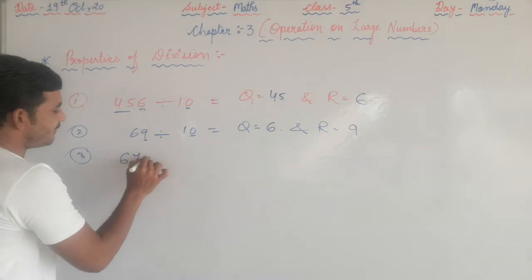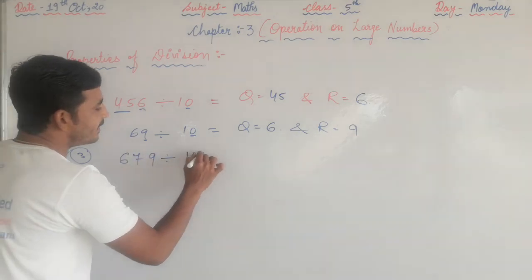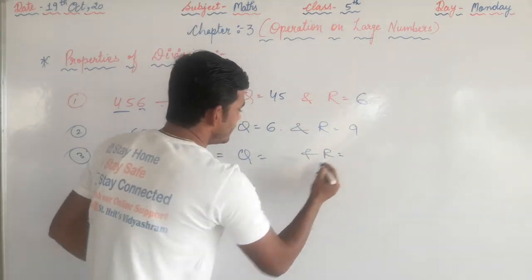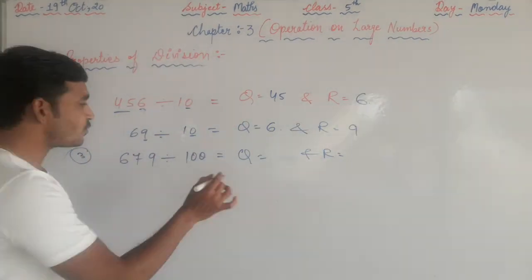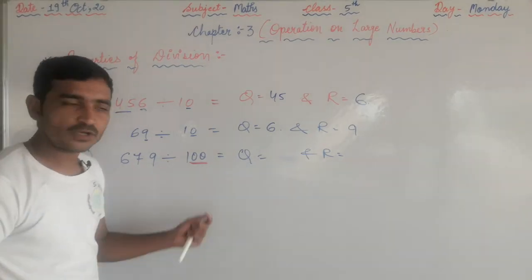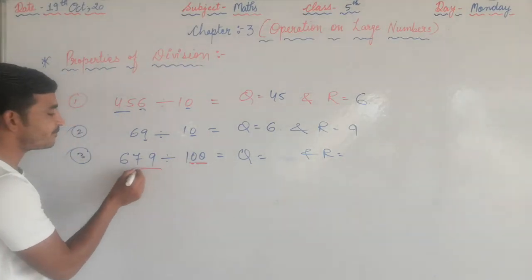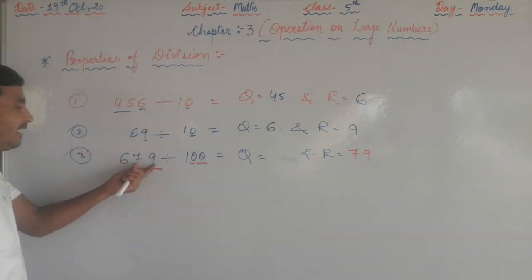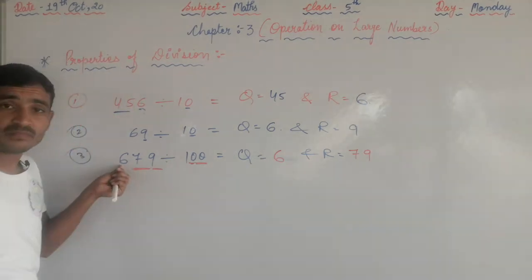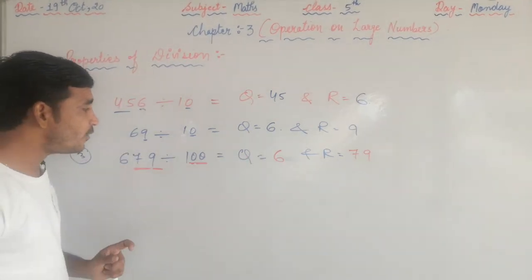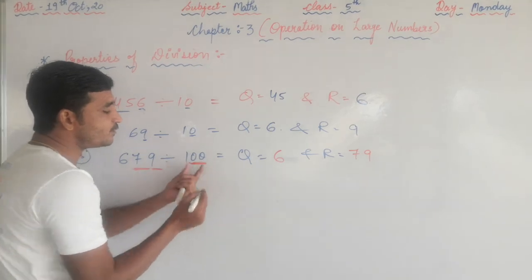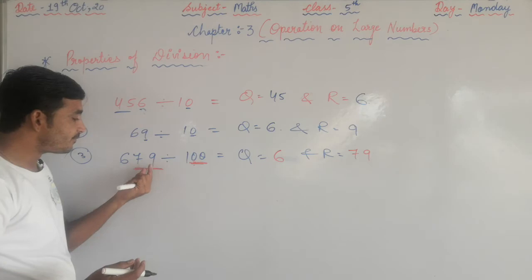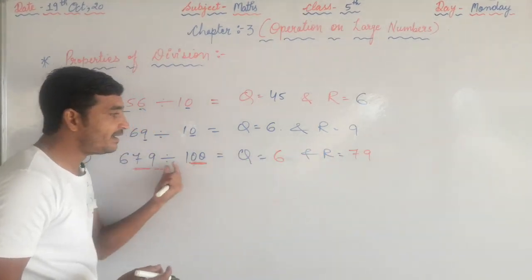Now see the third example. Suppose 679 divided by 100. Quotient and remainder you have to find. Now see here, number of zeros is 2. So the last two digits are the remainder. Remainder is 79 and quotient is 6. So what we are doing, first count the number of zeros. Suppose the number of zeros is 3, then the last 3 digits are the remainder and the remaining are the quotient.